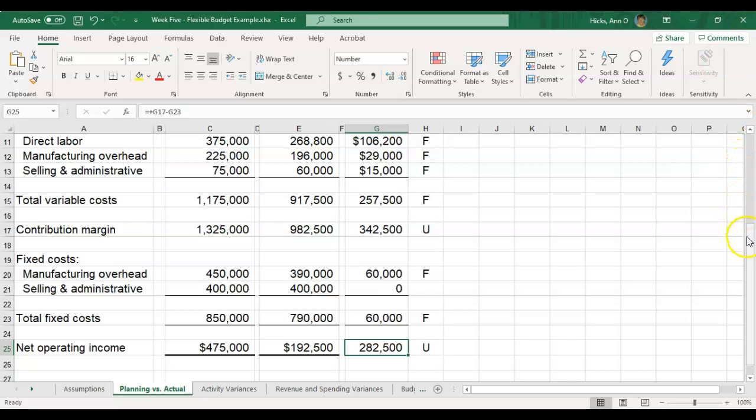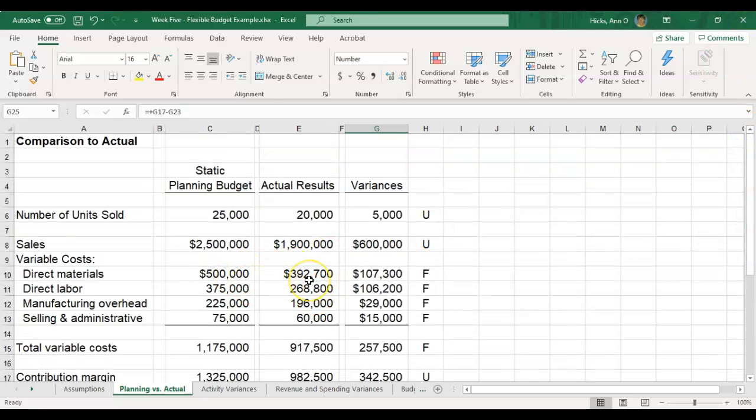Now, this is all great. We have some good information here. We know where we were off. What we don't know is why, because we know that we sold fewer units. So right off the bat, as I mentioned, some of these variances may be due to the fact that we sold fewer units. But there were other issues as well.